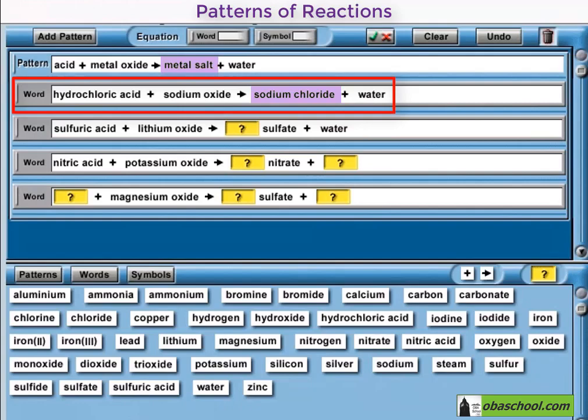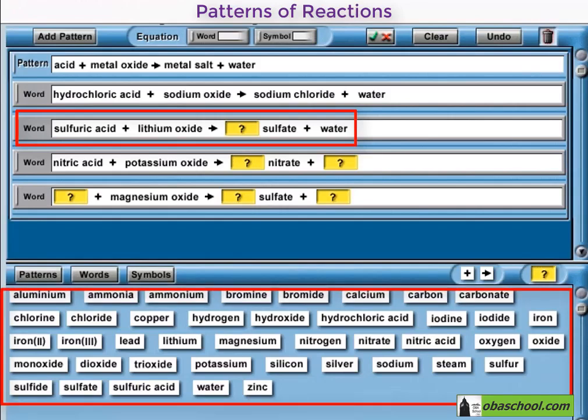Most salts contain a metal bit, like sodium, and an acid bit, like chloride. And that is why we see this pattern in chemistry, where acids and metal oxides produce metal salts and water. Now look at the second word equation. Complete the equation by dragging the correct word from the list at the bottom of the screen to replace the question mark.